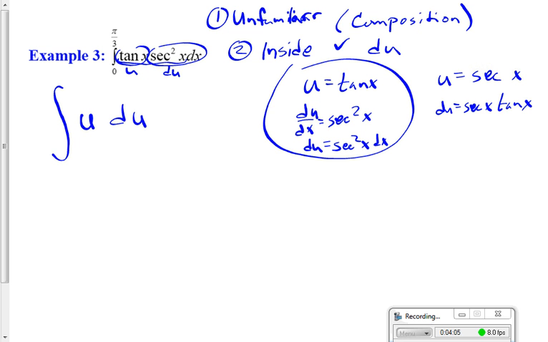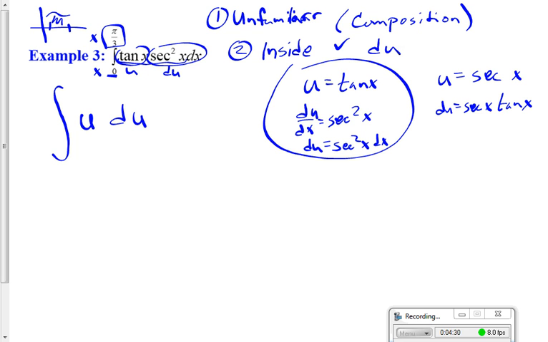At this point, I'm no longer allowed to use 0 and pi over 3, because I've turned all my variables into u's. I don't have x's anymore. Okay? 0 is an x value. Pi over 3 is an x value. Those are our horizontal bounds of integration, right? Those are x values. And I have imposed this idea of a u substitution.